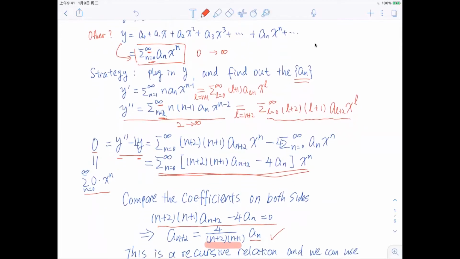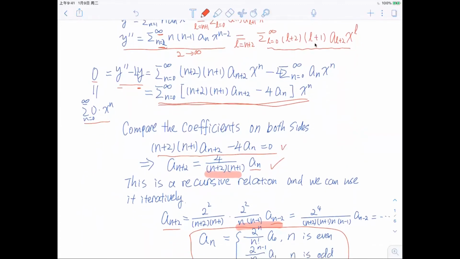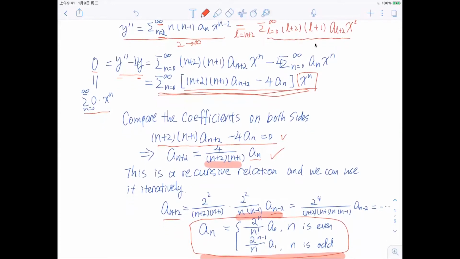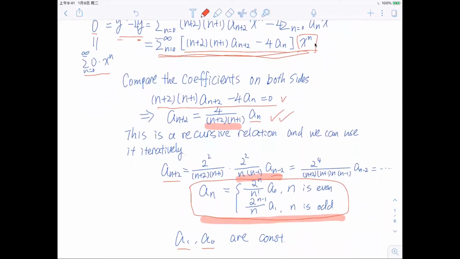By comparing the coefficients on both sides, we can find a recursive relation, which is this. Since both sides should equal 0 and x^n is an independent variable, if we want it to be 0 all the time, it requires that each coefficient equals 0. That is, we have this recursive relationship.